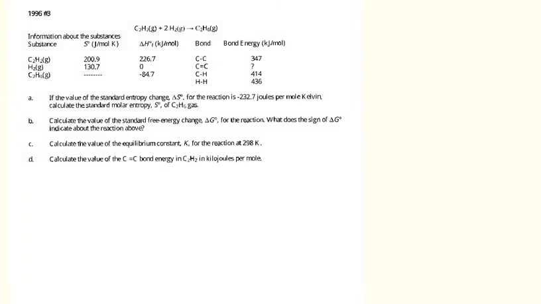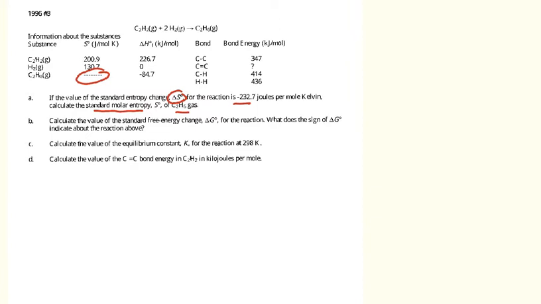We're going to look at 1996, number 3. This is part A. In part A, they tell you what delta S is for the reaction, and they want you to calculate the standard molar entropy S of C2H6 gas. So there's a blank in the table up here, and we've got to figure it out. This is a products minus reactants situation.